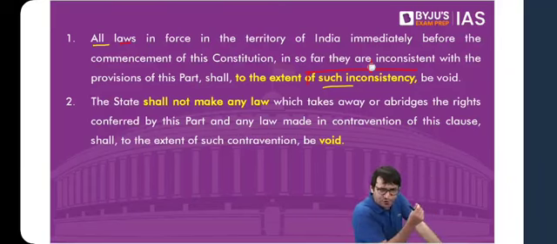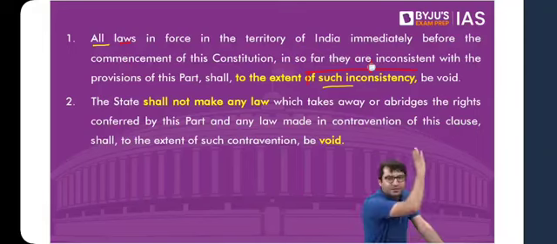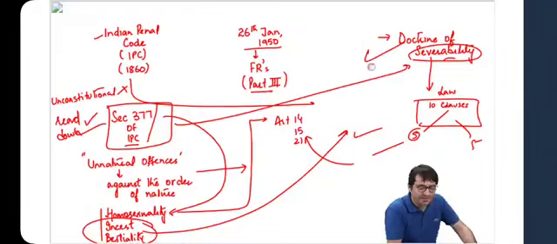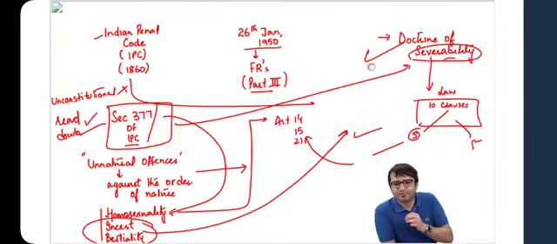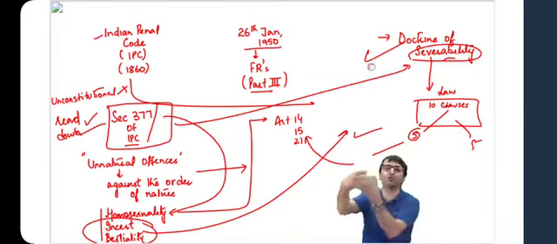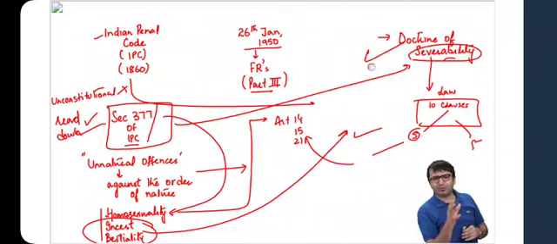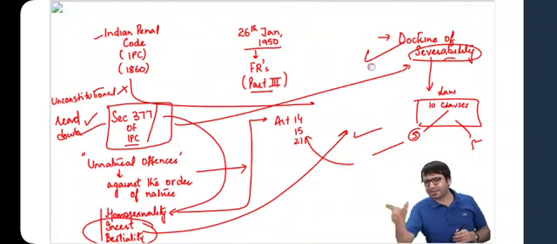Only those aspects of those laws which violate fundamental rights would be read down. The remaining laws can continue. It is not that when Section 377, which criminalized homosexuality, was read down by the judiciary, the entire Indian Penal Code goes. No, the other parts of the Indian Penal Code continue. Only Section 377 was read down.